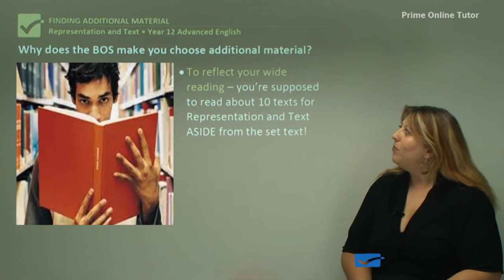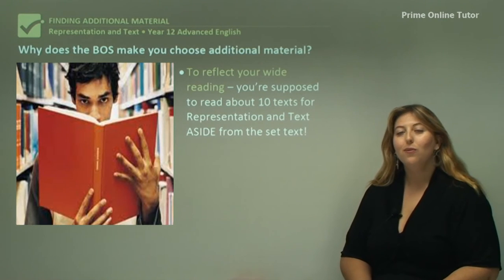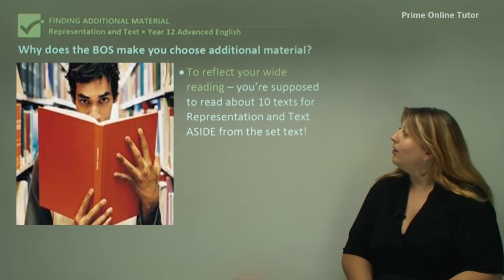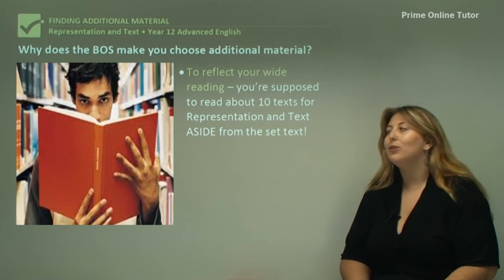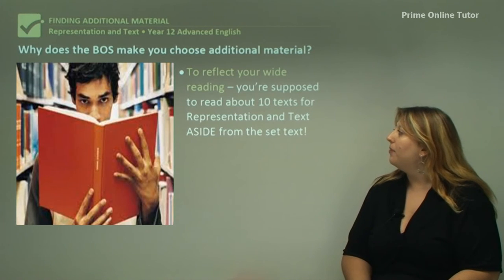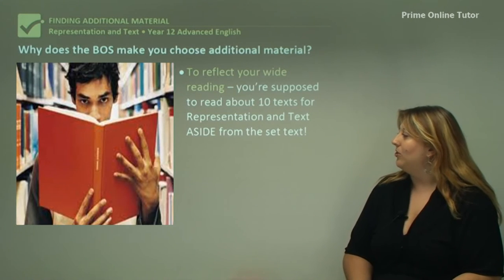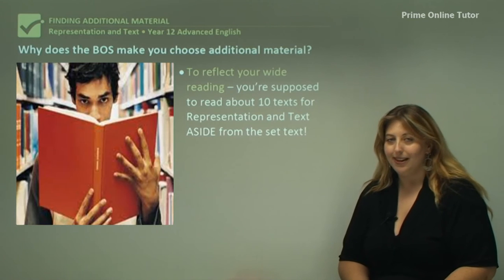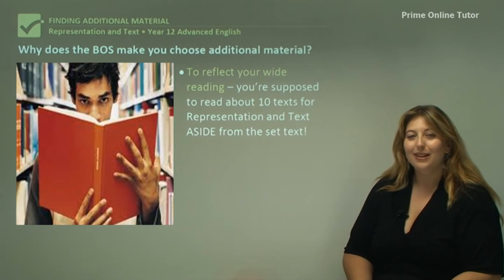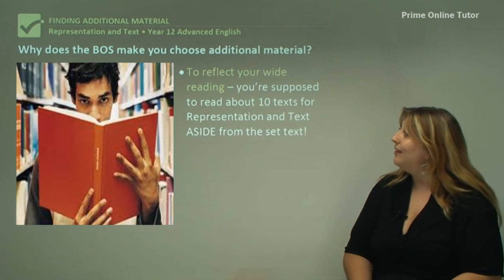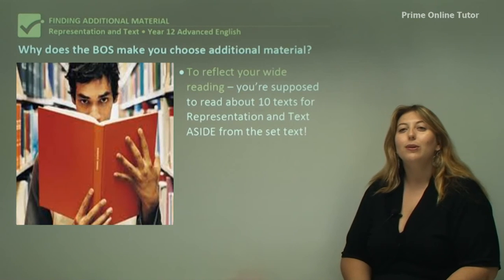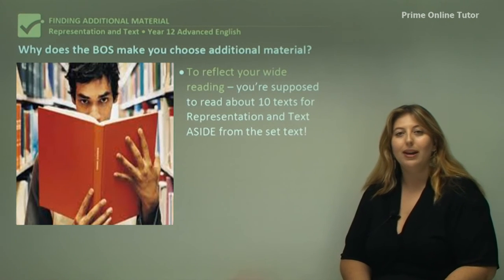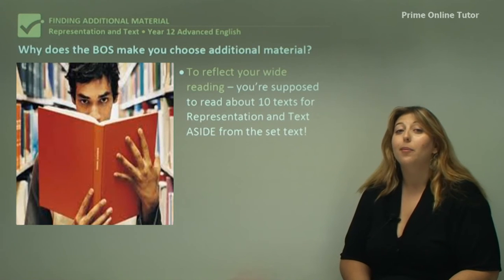So let's think about why the Board of Studies makes you choose an additional material for representation in text. The first thing is to reflect your wide reading. You're supposed to read at least 10 texts on your own, maybe even more, that all have to do with the topic of representation in text, aside from the one you've been set. That may or may not be realistic for you depending on your level of study, but you definitely need to get a couple together to show that you have given it some consideration. So if you're going to choose 2 additional materials, which you know you need, you probably want to have at least one backup.